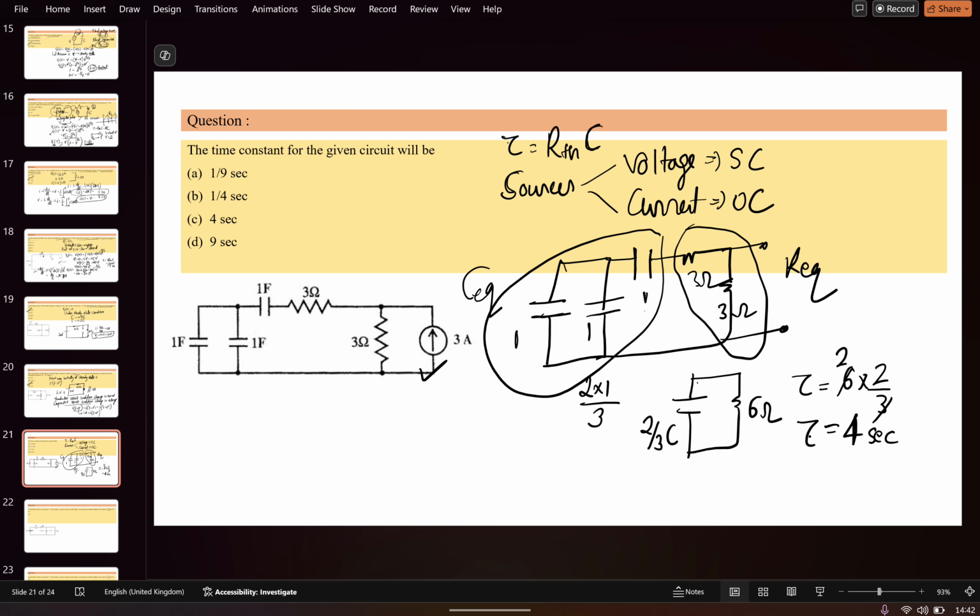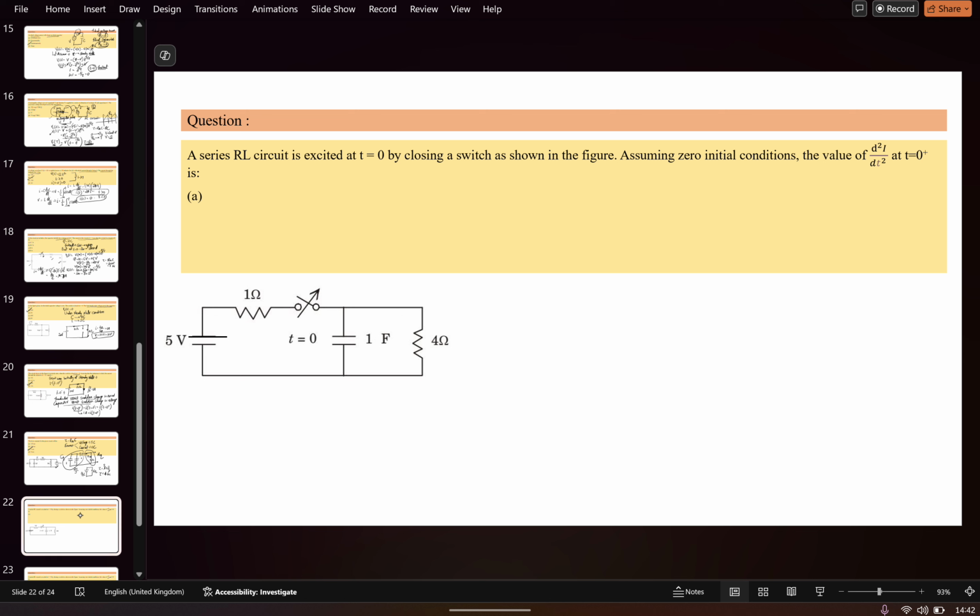Okay, tau, time constant. So C option is actually the correct one. Okay, so moving to the next part of this session. If you see in this question, what it is asking is that a series RL circuit is given. Series RL circuit is excited by the... because this is false. This is false.